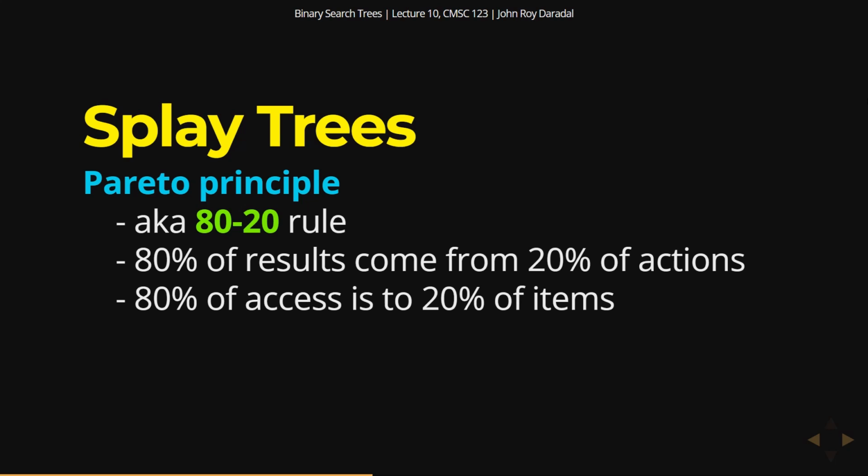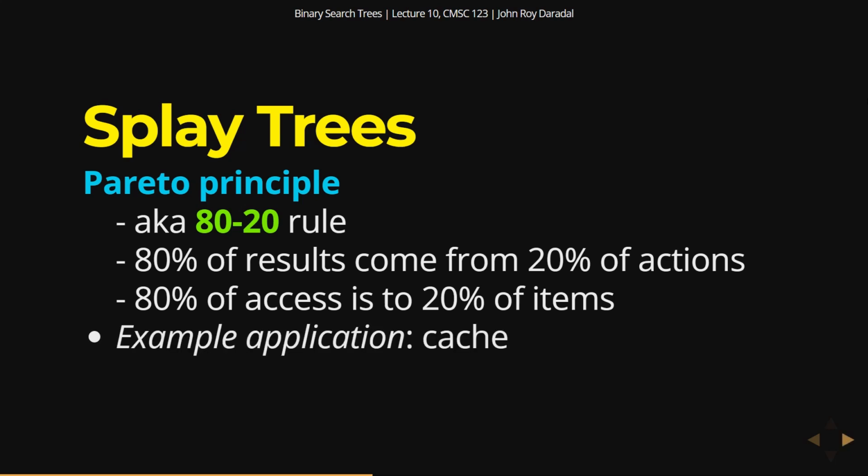So there's a set of items that you frequently access, and your operations kind of revolve around those frequently accessed items. So if they are frequently accessed, then it makes sense to put them near the root, so that if you search for them or you delete them, then your operation will not take as long because it's already near the root. Okay, so an example application of splay trees would be for caching, right?